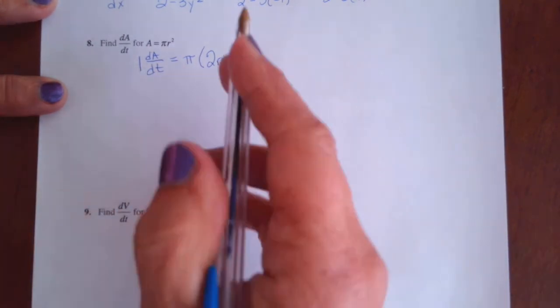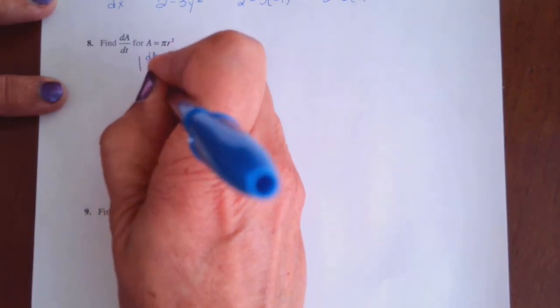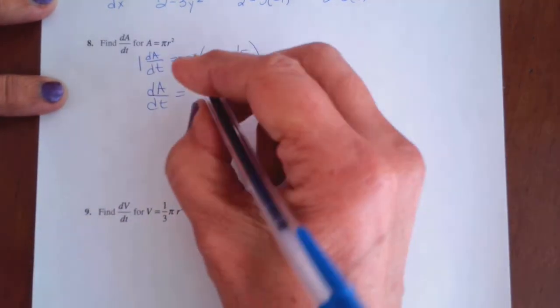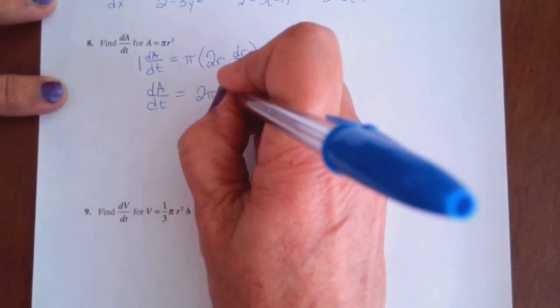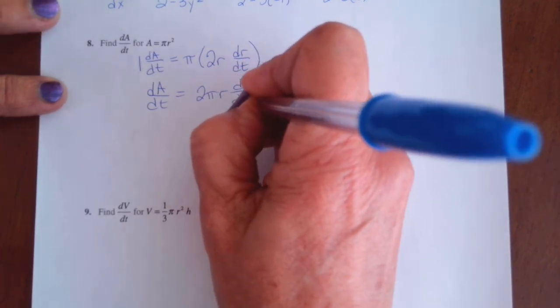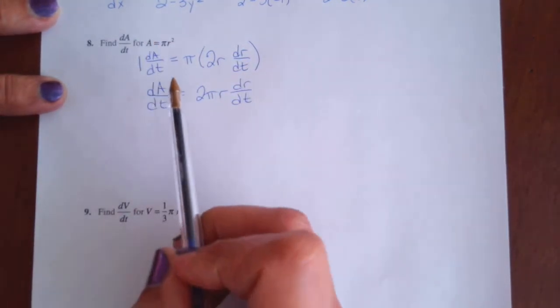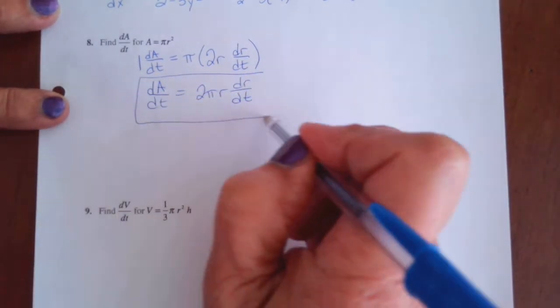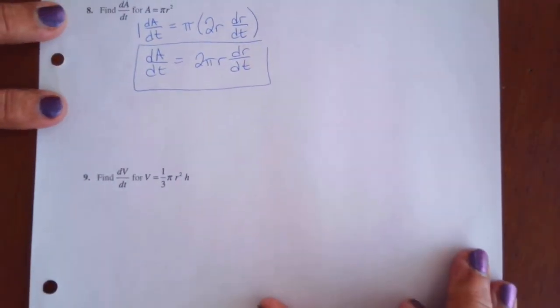All right, so 1 times dA dt is just dA dt, and that's what it asked me to solve for. And then I'm just going to clean that up a little bit, so I end up with 2 pi r dr dt. So there's the derivative of A with respect to t. I solved for that.